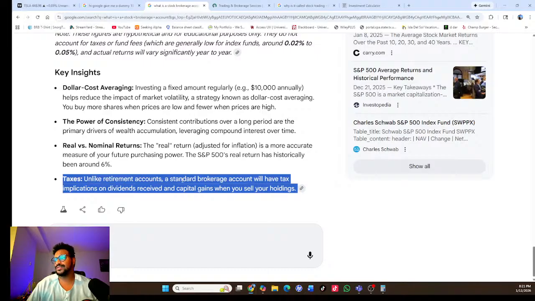Unlike retirement accounts, a starter brokerage account will have tax implications. So does that make sense with the whole saving versus investing? Even if you save $10,000 a year, like $1,000 a month for the next 40 years, it would only get to 400,000. But if you had invested it, it's going to get into millions. It's going to be more than triple 400,000. So when they say start investing for retirement now, you have to do it.